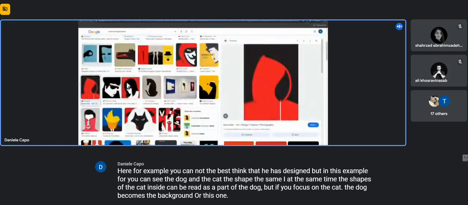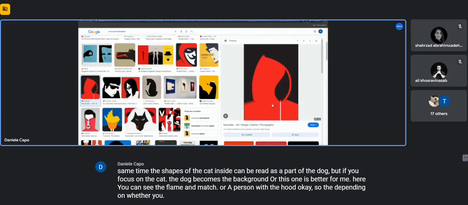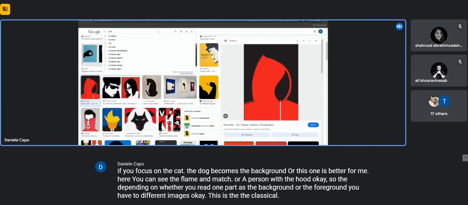Or this one is better for me. Here, you can see the flame and the match, or a person with the hood. So depending on whether you read one part as the background or the foreground, you have two different images. This is the classical face illusion.